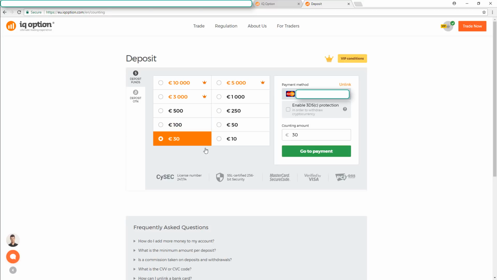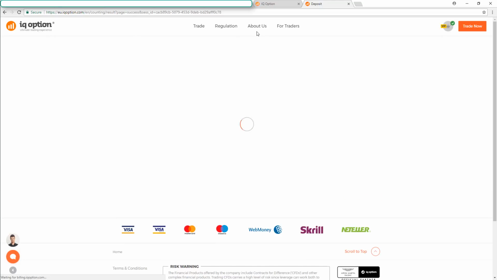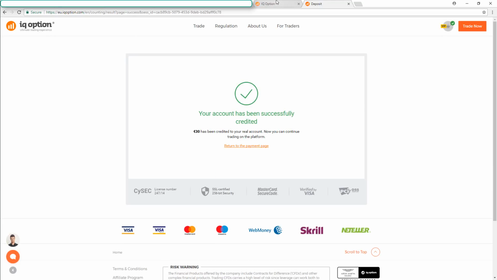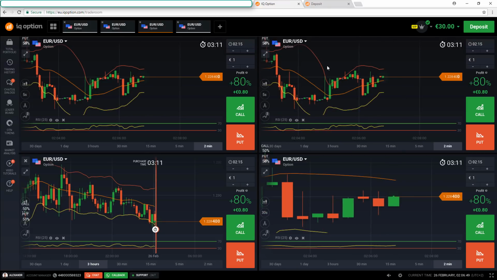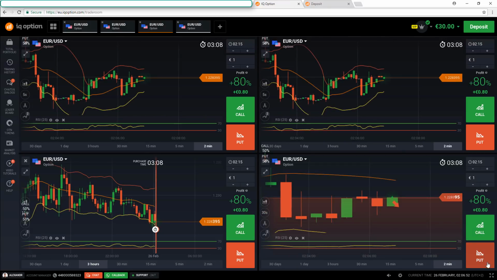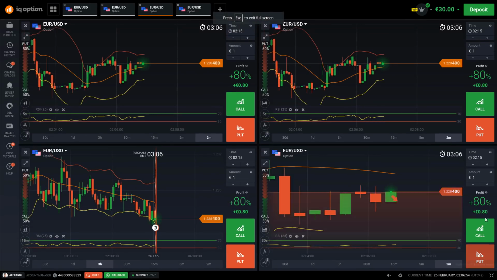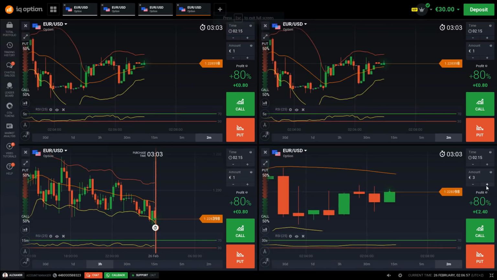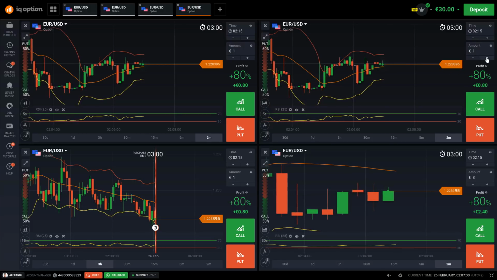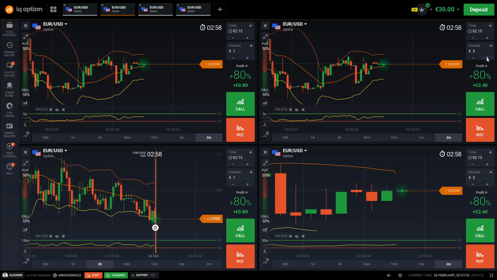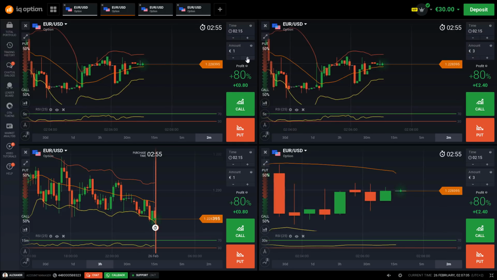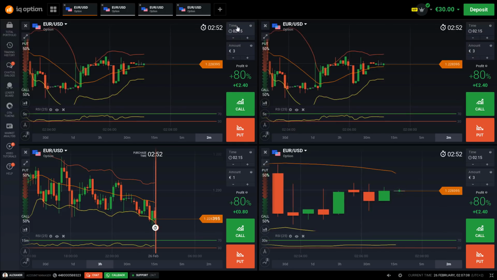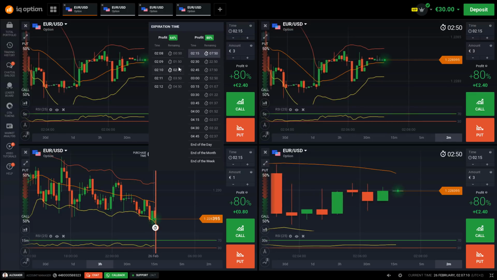Hi everyone, this is just another 30 euro deposit, short and sweet sample. This is just to get the habit of making a deposit and trade for 15-20 minutes and get out with some profit.